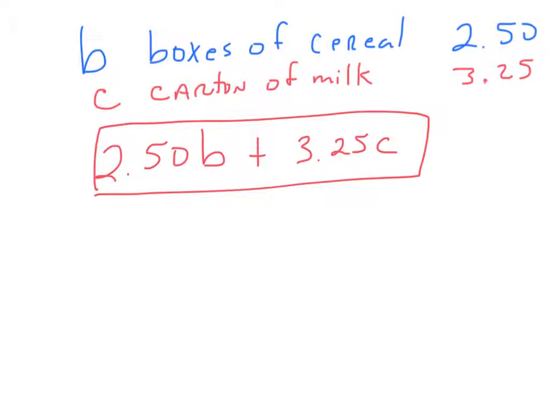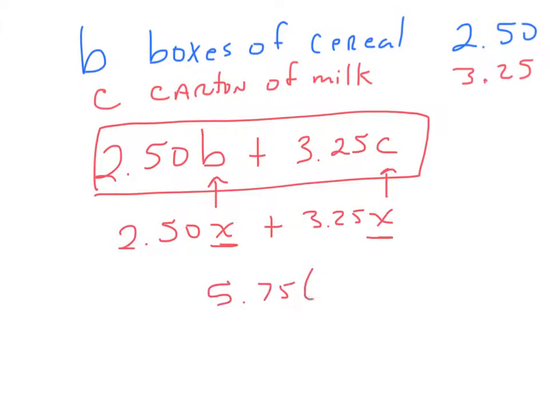Now, the next question. Jen bought the same number of boxes of cereal as cartons of milk. Write a new expression in simplest terms. Well, if they bought the same amount, that means they're going to have the same variable. So let's just change that to $2.50 times x plus $3.25 times x. It could be any variable you want, but they're going to have the same variable because they're going to buy the same amount. So in writing the new expression, you're going to have $2.50 plus $3.25, which would be $5.75 times x. And that would be your new expression.